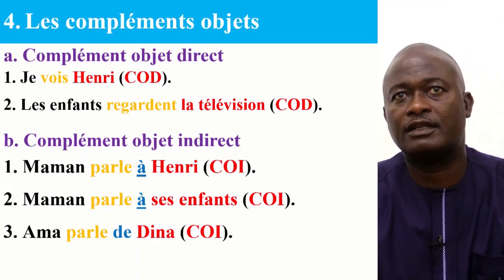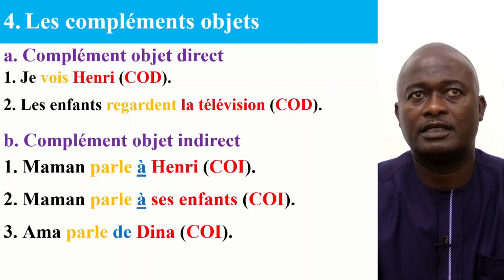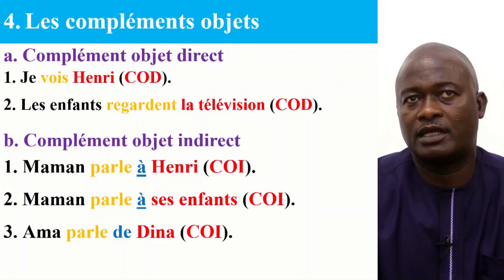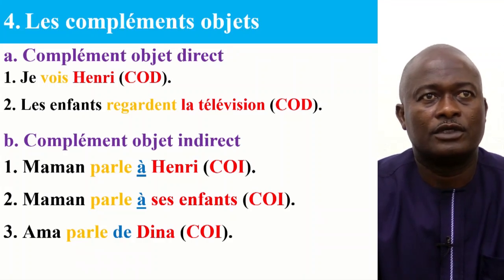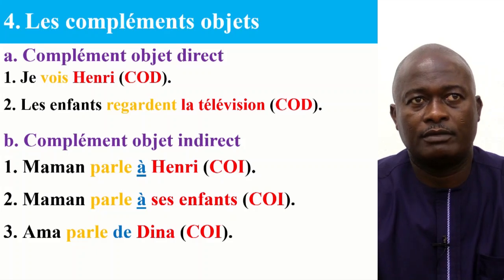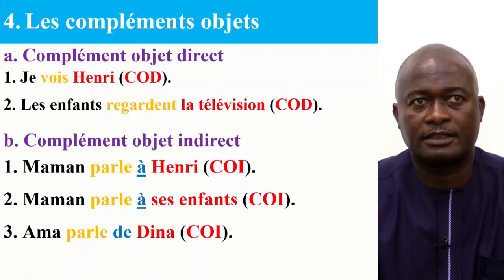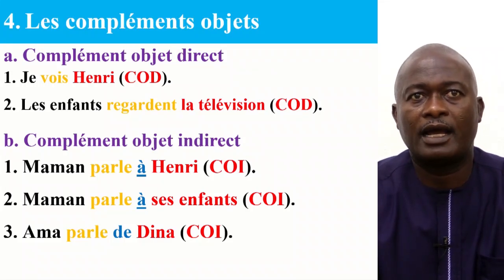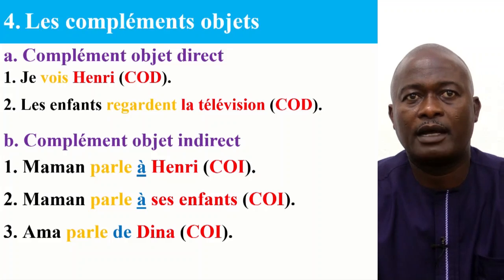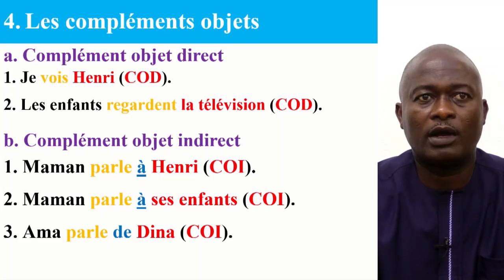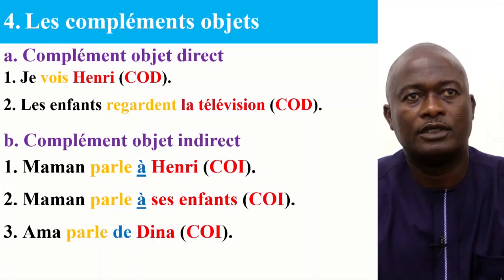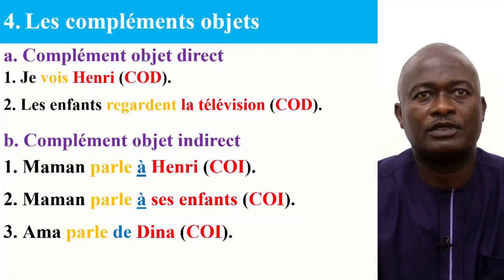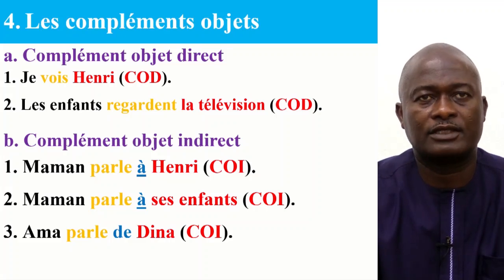So Henry and then television are what you call complément. They add to the verb to make it a meaningful idea or sentence. When you look at the example B, which is complément objet indirect, we have three examples. 1. Maman parle à Henri. 2. Maman parle à ses enfants. 3. Ama parle de Dinah. Okay? Here we have three examples which all talk about the indirect objects.